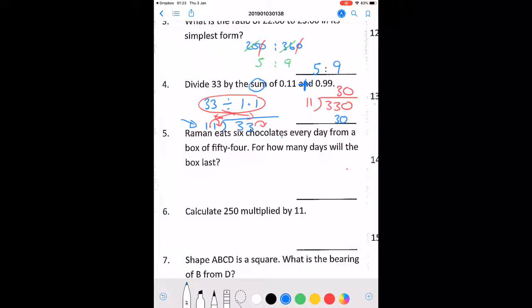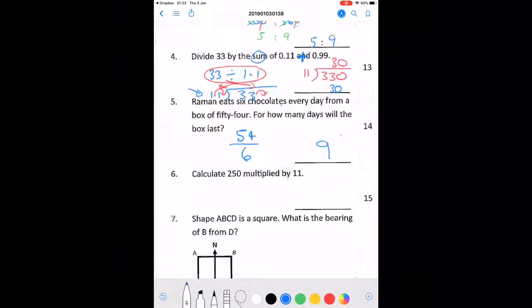Question number 5. Rahman eats 6 chocolates every day from a box of 54. How many days will the box last for? So we've got 54 chocolates. We divide by 6 a day. And that will give us a nice answer of 9.